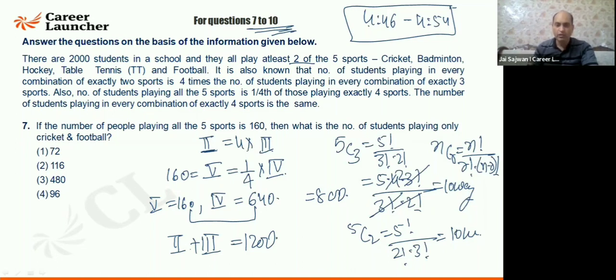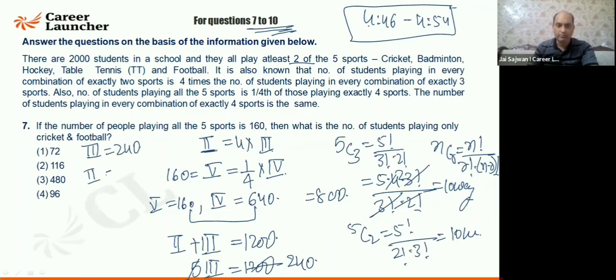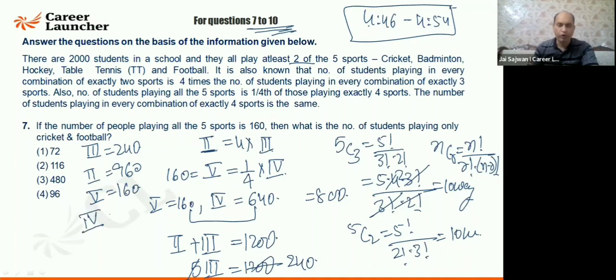So can I say 4 times of 3 games plus 3 games will be 5 times of 3 games, equal to 1200. I cancel it by 5. I will say 240. So people who are playing 3 games is 240. People who play 2 games will be equal to 960. Why is it 4 times of that? People who play all 5 games is 160, already given. People who play 4 games, it's 640. Because it is mandatory for everyone to play at least 2 of the games. I hope you got it.